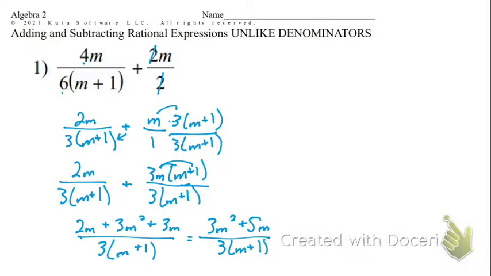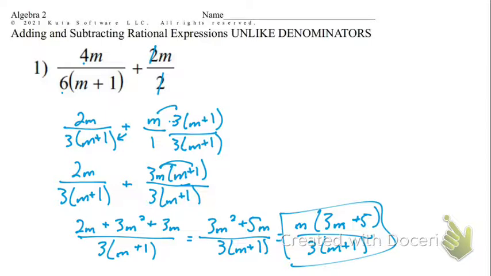I'm going to go ahead and factor the numerator just to see if anything goes away. It doesn't. You get m parentheses 3m plus 5, all over 3 parentheses m plus 1. And I get my same answer. So that's what we get if we simplify first. We don't have to worry about it doing it later. All right, that was a tricky example.